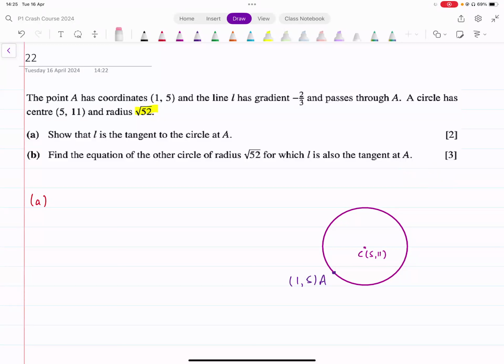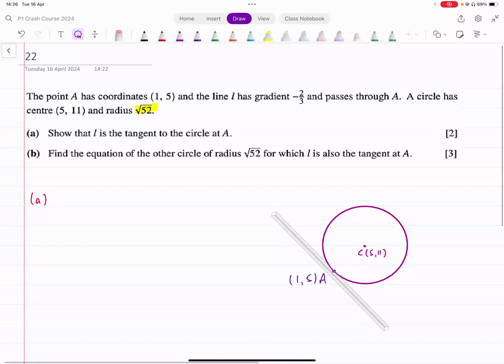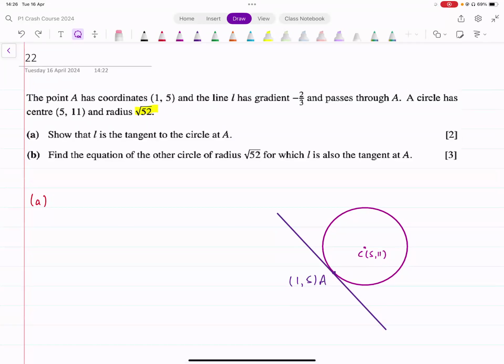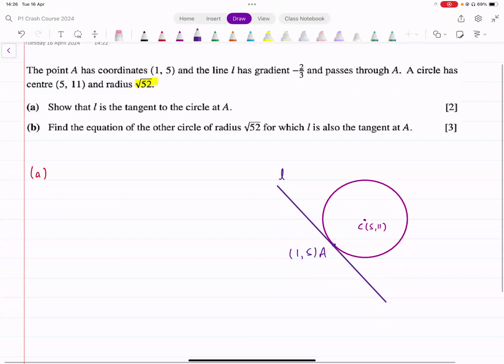Now there's this line L that passes through A and has gradient negative 2 over 3. The line looks something like this. Okay, this is what the situation looks like. This is the line L that they're talking about, and this line L has gradient negative 2 over 3. We need to show that L is the tangent to the circle at the point A.